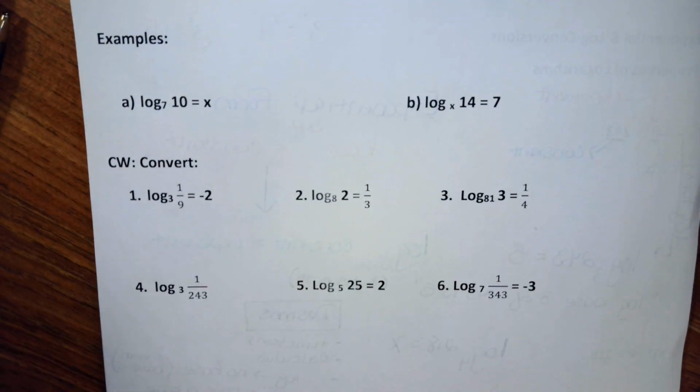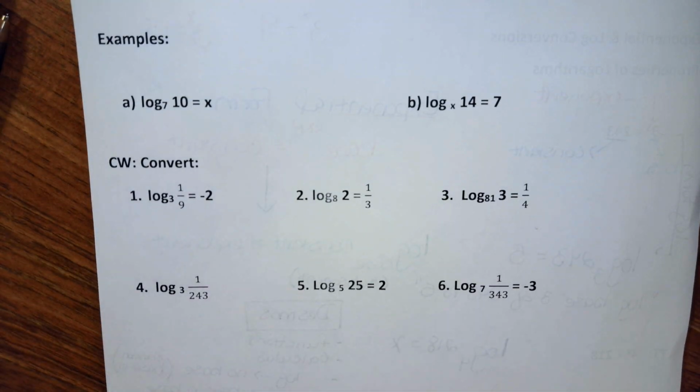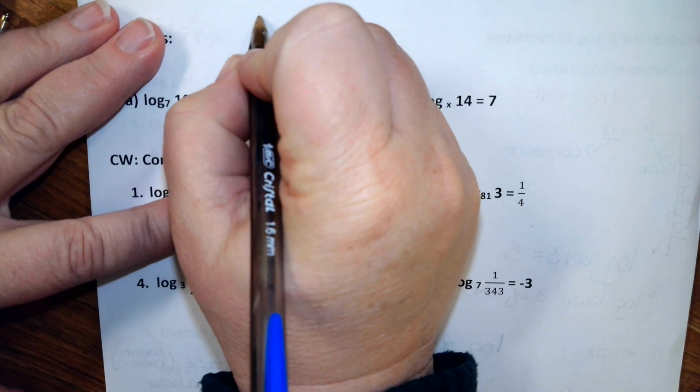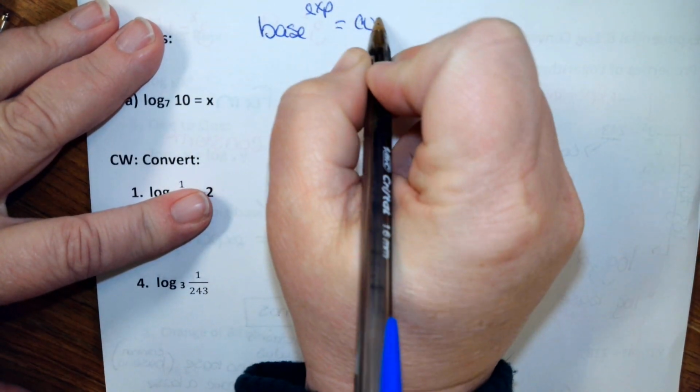All right, so we converted exponentials to logs, so now let's look at converting logs back to exponentials. We're just going to do the reverse process. Remember, in exponential form, you've got your base, your exponent is equal to the constant.